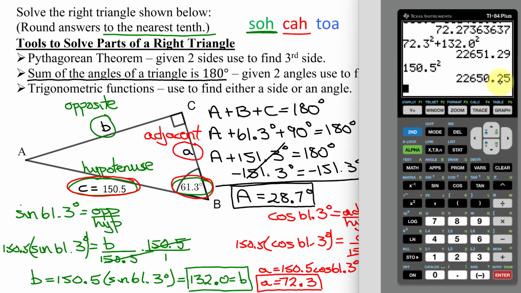Why are they a little different? It's because I rounded both of these answers, so they're only going to be approximately equal. But that is a great indication that you have this problem correct.